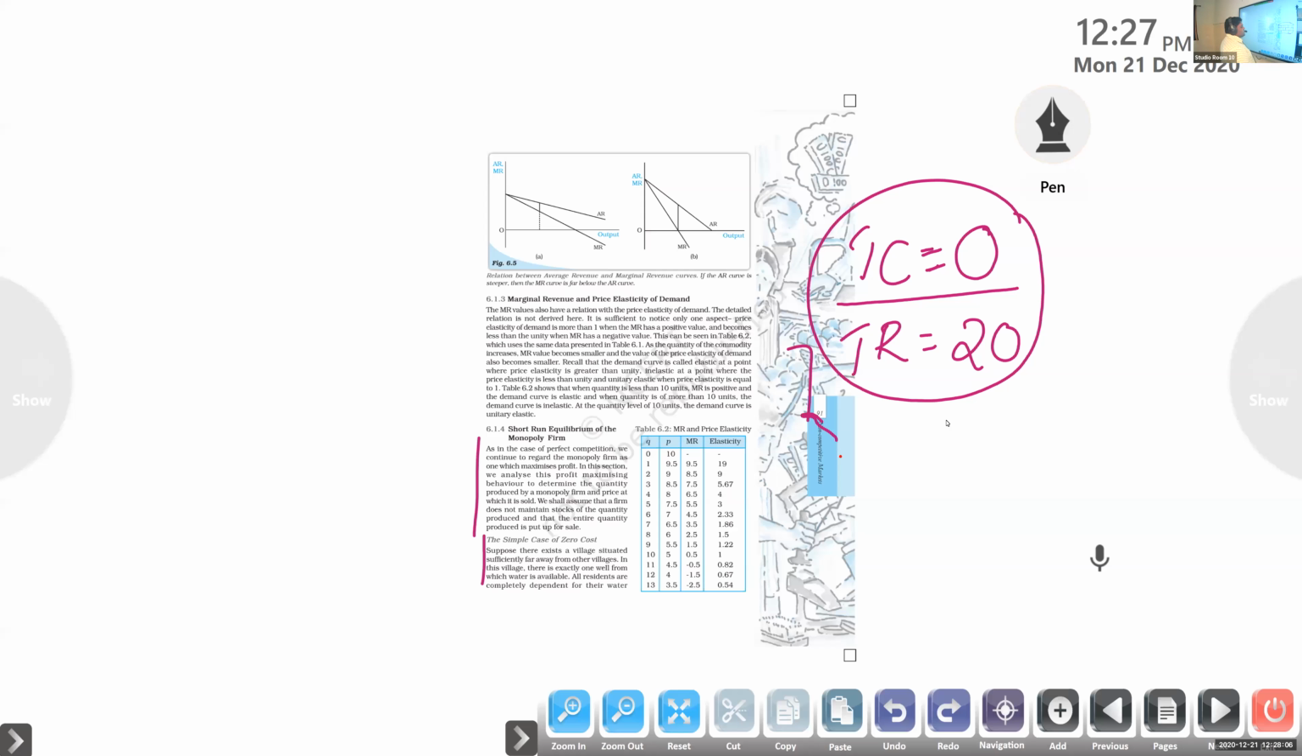And the specialty of this well is the water available there. You know that well means water will be there, right?